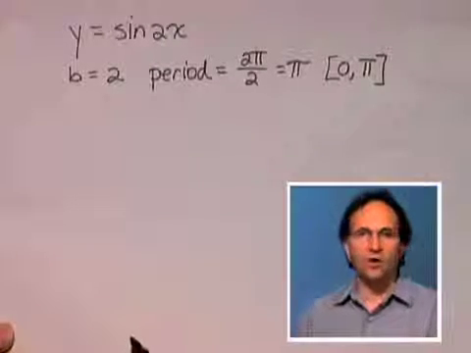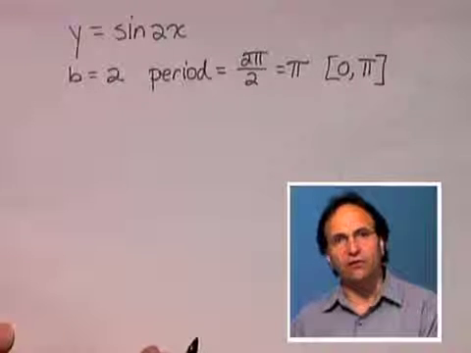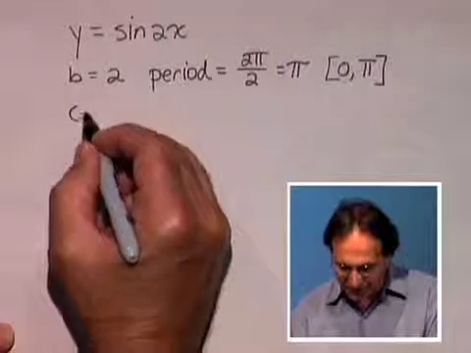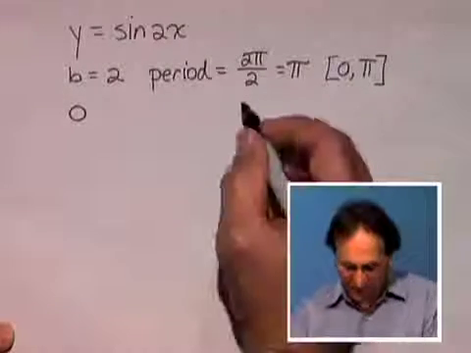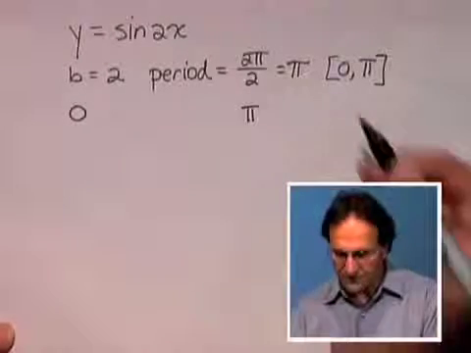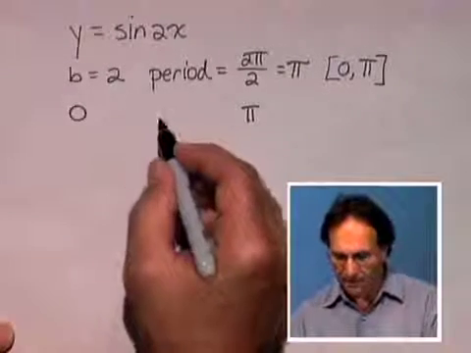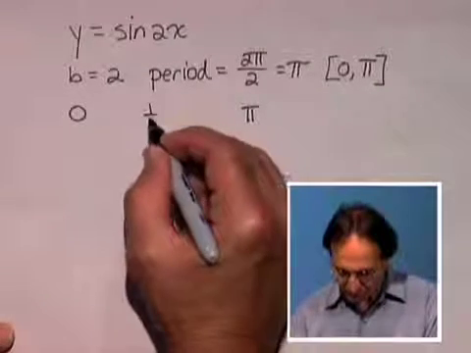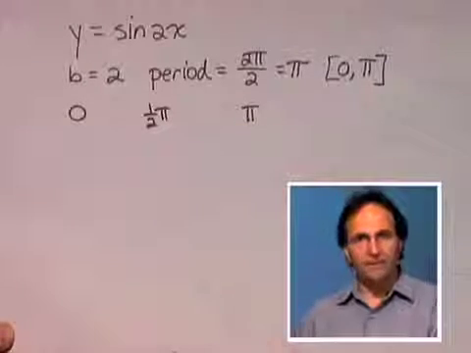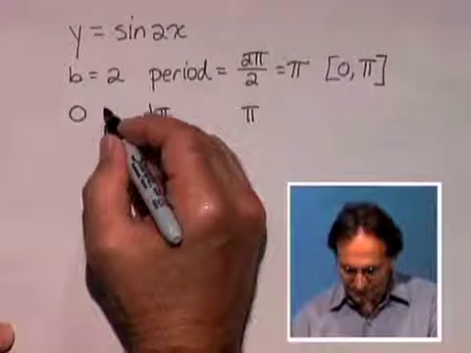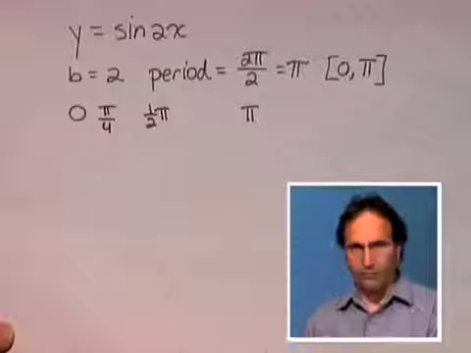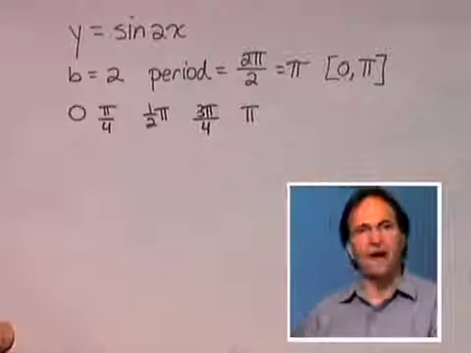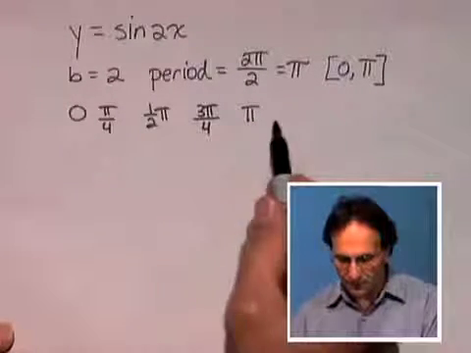We now want to look at dividing that interval into 4 equal parts. So we know that 0 would be the beginning of it. Pi is the end of it. And the 3 key points between that, well, halfway between would be half of pi. 1/4 of the way between would be pi over 4, or 1/4 of pi, and 3/4 of the way would be 3 pi over 4. So those are the key points we wish to look at.